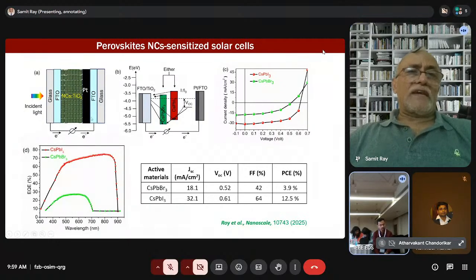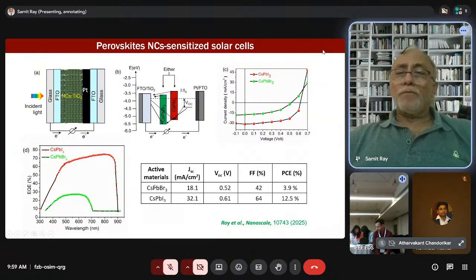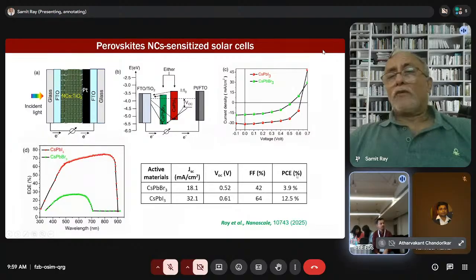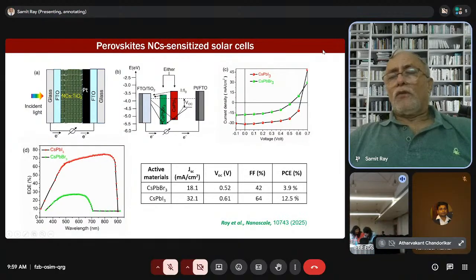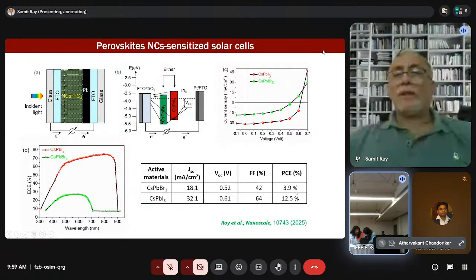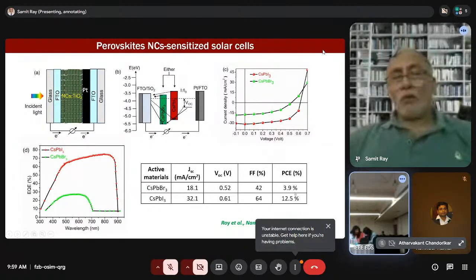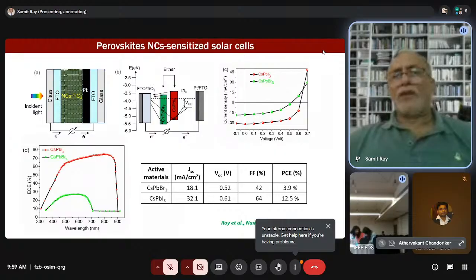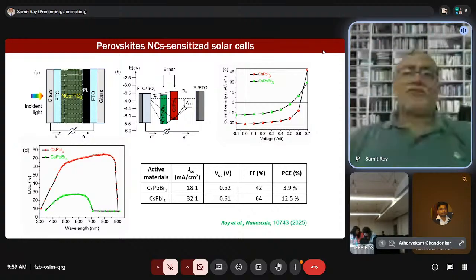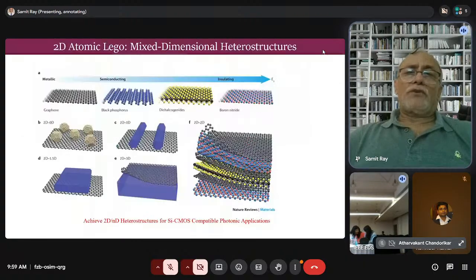Otherwise, the device structure is exactly the same, and you see the device efficiency was much higher for cesium lead iodide compared to cesium lead bromide. So 2% compared to about 1.5% in the case of cesium lead bromide. That clearly shows that cesium lead iodide is the real material for photovoltaic devices. But unfortunately, it is extremely unstable. That's a problem we are taking care of.